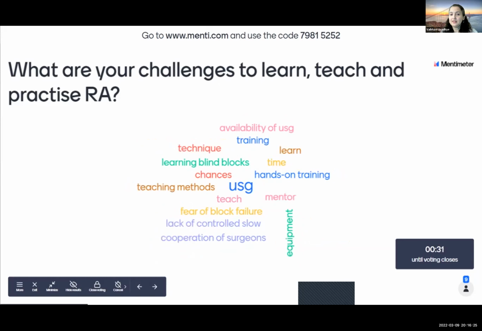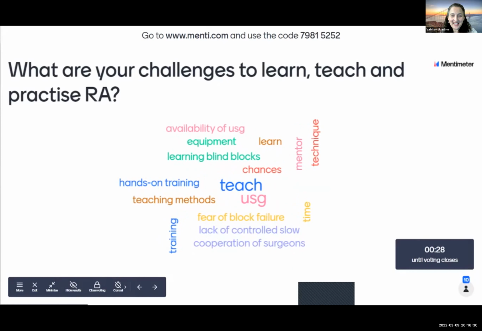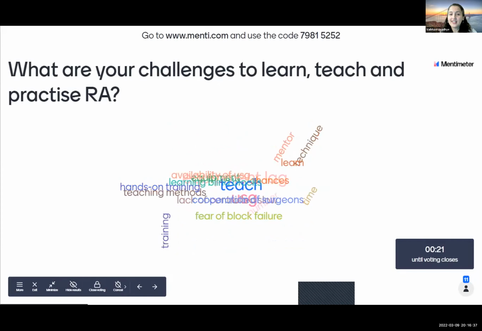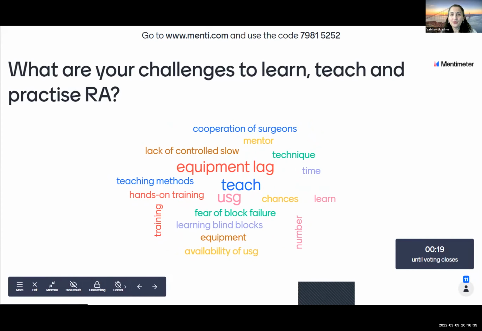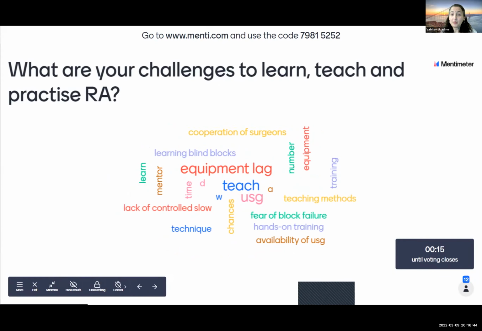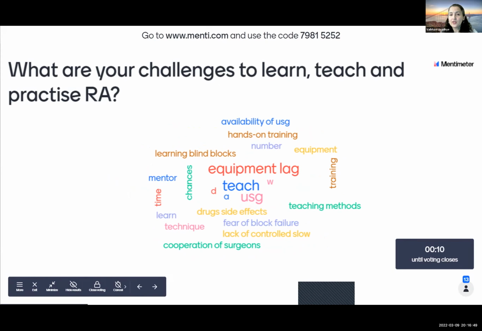Equipment that's available. Cooperation of surgeons. I think Dr. Pai is here, and I'm really glad that we have surgeons on board as well, who can look into this, that this is a real challenge that we may face when we are going to learn regional anesthesia, teach it. An equipment lag, the number, teaching methods. Here is something that I would like to address, how simulation as a methodology is going to revamp the whole learning and teaching techniques in regional anesthesia.